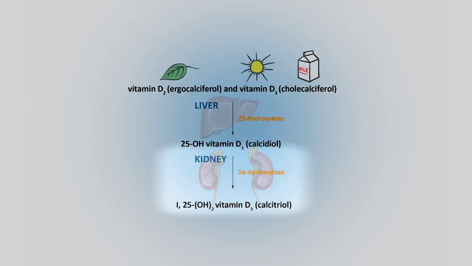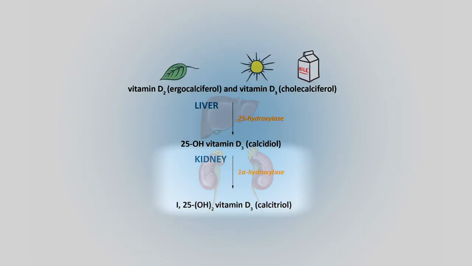Now then the kidney, another player here, that 25-OH vitamin D is further hydroxylated to 1,25-dihydroxyvitamin D, or calcitriol, and that's going to be by several enzymes, but the most important one being 1-alpha hydroxylase. Now this 1,25-dihydroxyvitamin D, or calcitriol, is the physiologically active form of vitamin D.